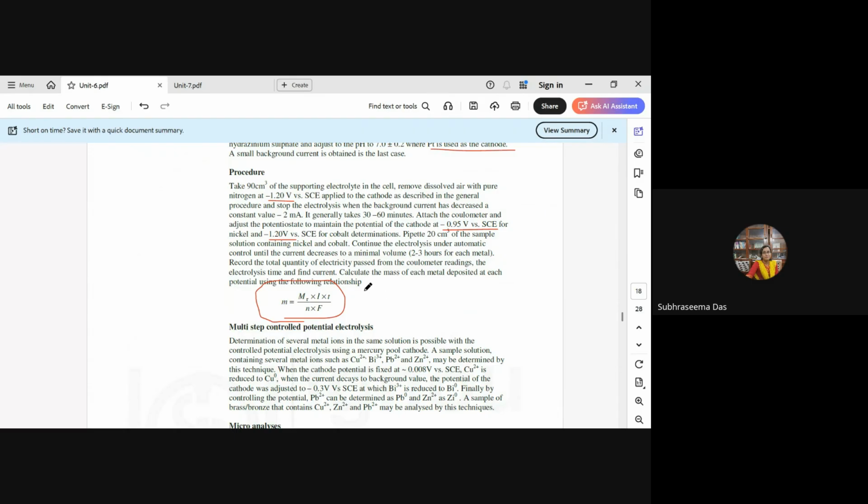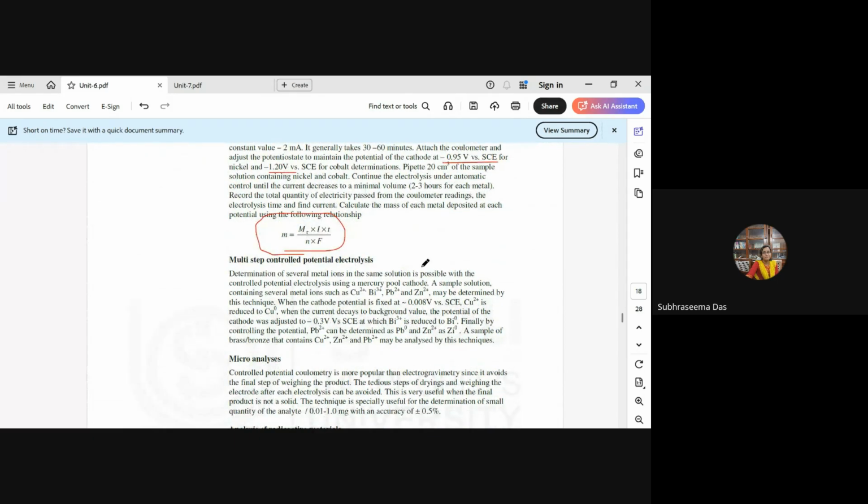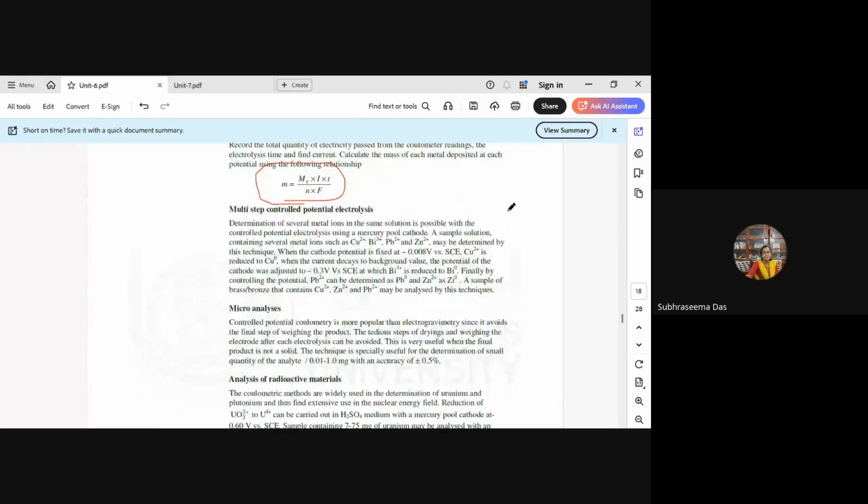Then multi-step controlled potential electrolysis: the determination of several metal ions in the same solution is also possible by this coulometry. A sample solution, let us say, contains several metal ions such as copper, bismuth, lead and zinc ions, which may be determined by this technique. When the cathode potential is fixed at minus 0.008 volt, at this potential copper 2 plus is reduced to copper 0.